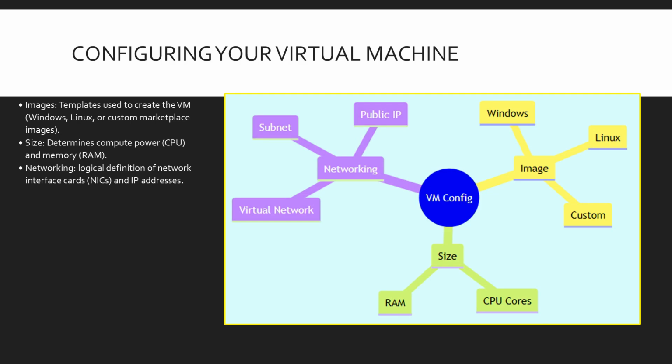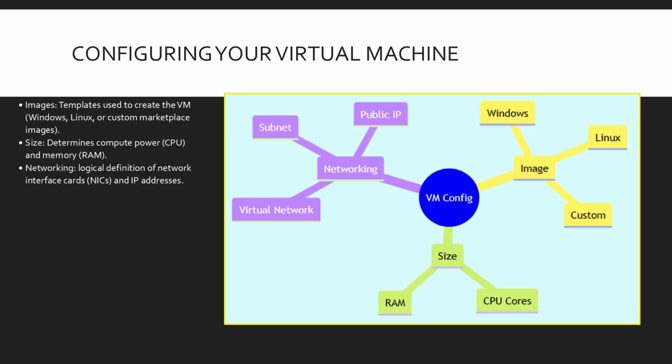When creating a VM, you must make several critical configuration decisions. First, you select an image. This is a template file containing the OS, such as Windows Server or Ubuntu Linux. Next, you choose the size. Azure offers various sizes optimized for different tasks. Some have more CPU cores for computation, while others have high memory for databases. Finally, you configure networking. A VM is a logical construct that includes network interface cards, or NIC, which connect to Azure virtual networks to allow communication with the internet or other internal resources.